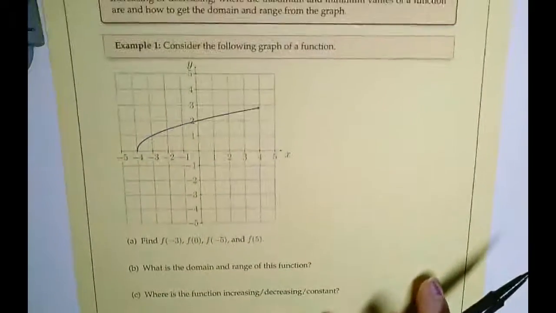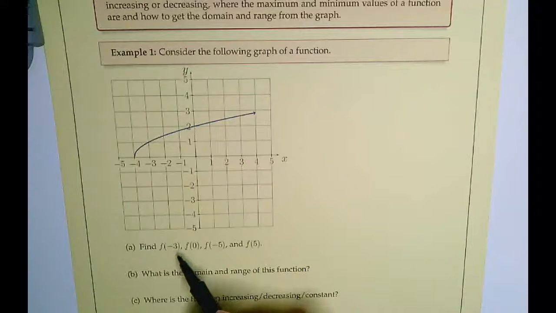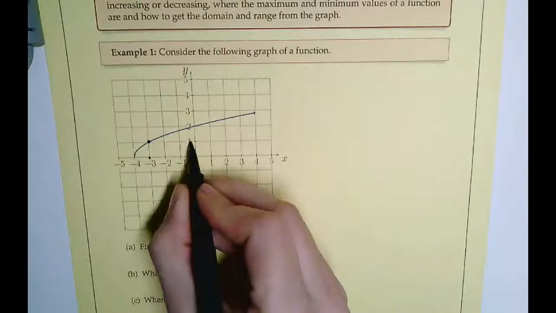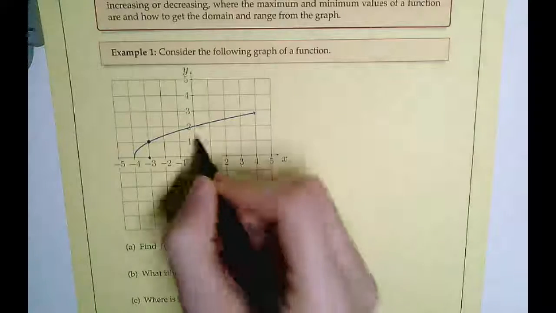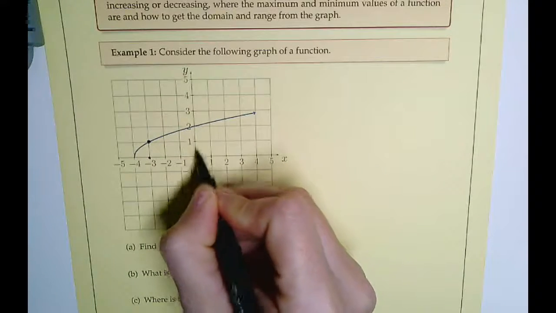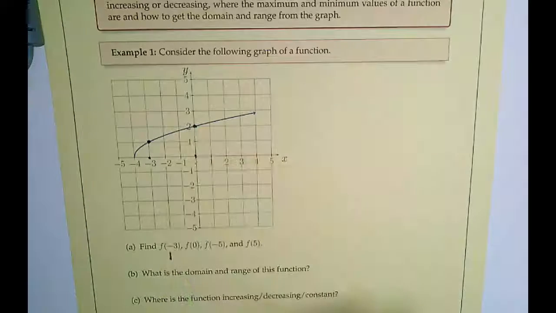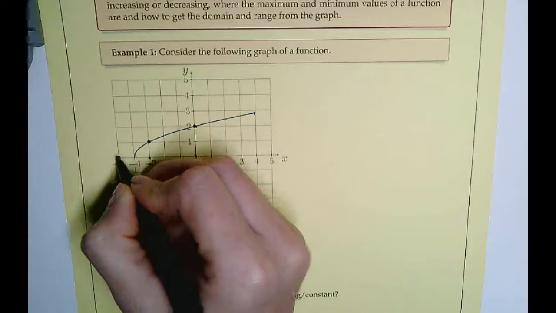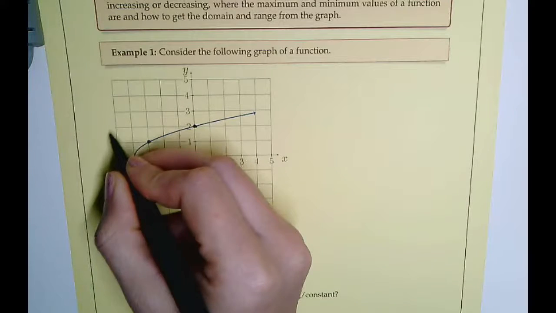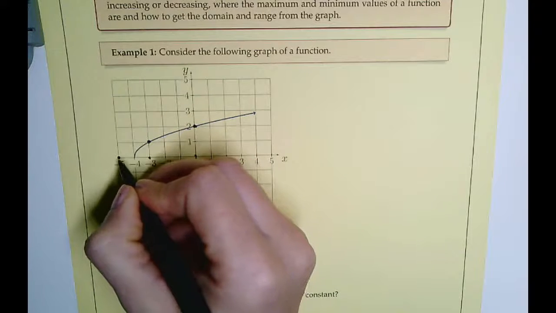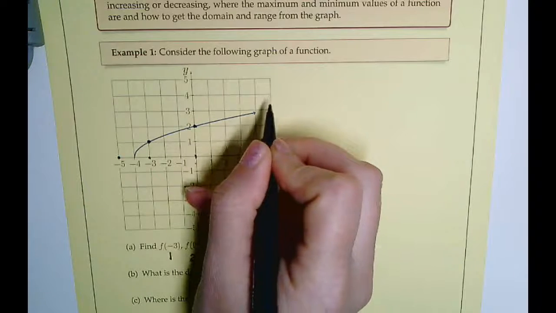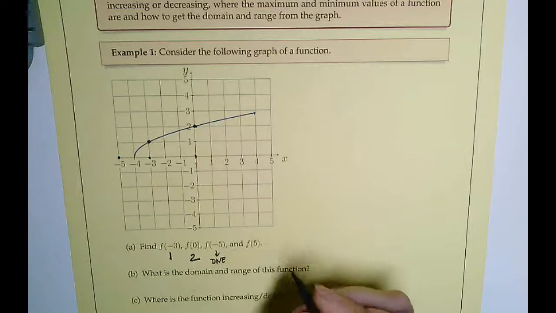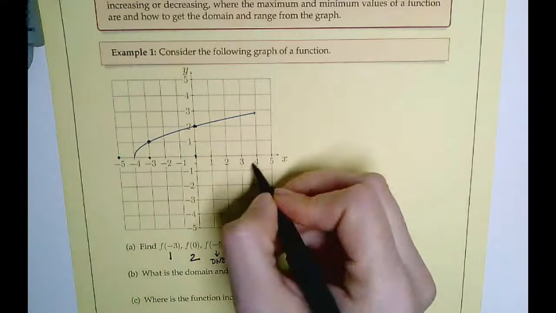All right, so we need to find what is f of -3. So when x is -3, what is the y value? The y value is 1, so this equals 1. When x is 0, what is the y value? The y value is 2. When x is -5, there is no graph. So -5 is not even in the domain of this function. So we say that does not exist. It's not possible.